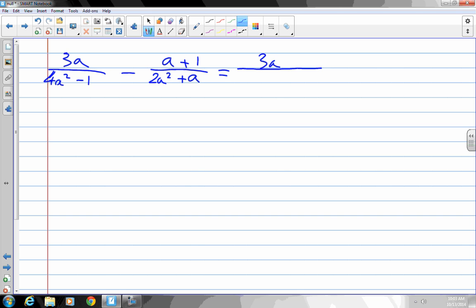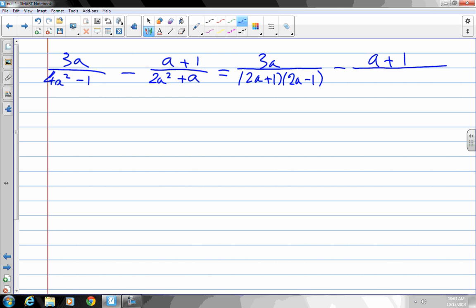2a plus 1, 2a minus 1. Difference of squares. Minus, what about the second denominator? How can you factor that one?